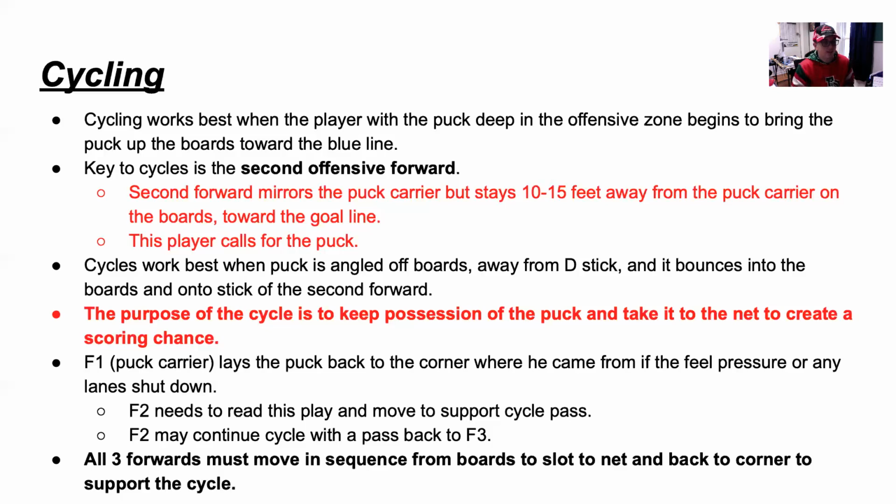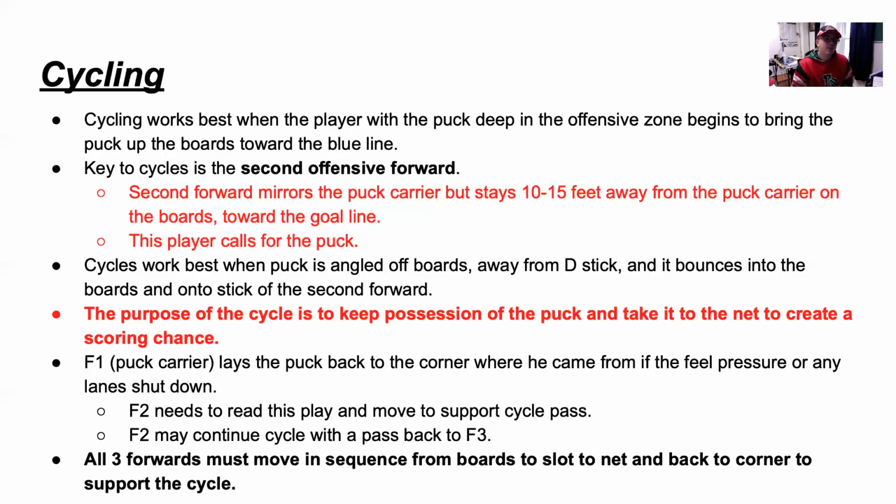So in this play, F1, the puck carrier, lays the puck back to the corner where he or she came from if the pressure is on or any lanes are shut down. F2 needs to read this play and move to support the cycle pass. F2 may continue the cycle with a pass back to F3. So like what we just explained, it could be a continuous cycle. It just depends on the pressure the team's putting on us and how much space we have. If we have a lot of space, we can end the cycle and get the puck to the net.